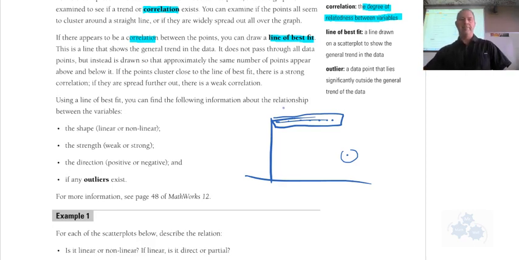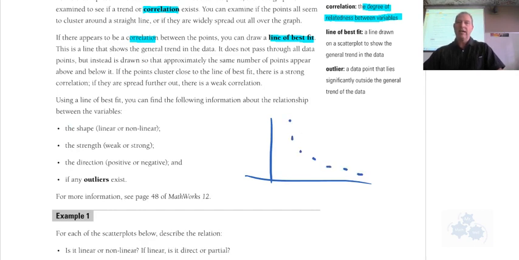Okay, so an outlier. All right. Okay, so let's go back to the line of best fit. Using the line of best fit, you can find the following information out. So the shape. A line of best fit is usually straight unless you have points that look like this, where there's an obvious curve, and sometimes you can draw a curved line of best fit. So it could be linear or nonlinear.